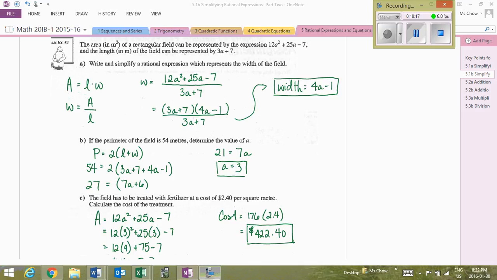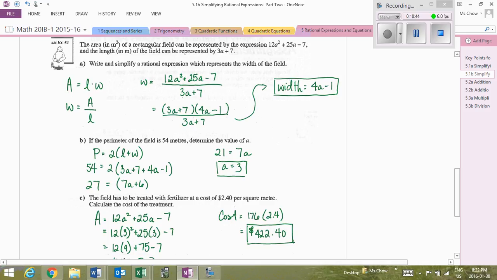So taking a look at part A, writing that rational expression which represents the width of the field. So we know width is equal to area divided by length. And so we set this up. We recognize that in order to simplify that, we of course have to factor it. So I know some people are thinking, oh no, trying to factor 12a squared. There are so many factors. What could it be? 12 and 1, 6 and 2, 3 and 4.